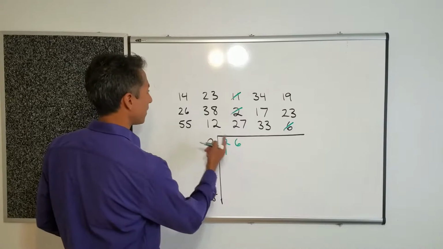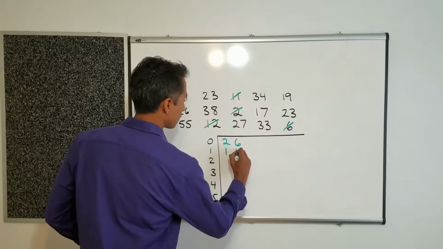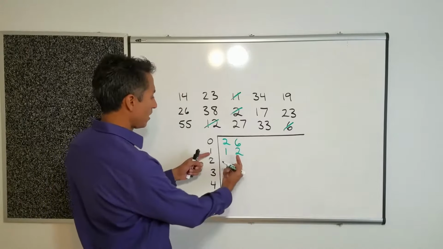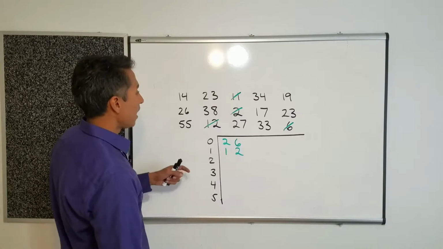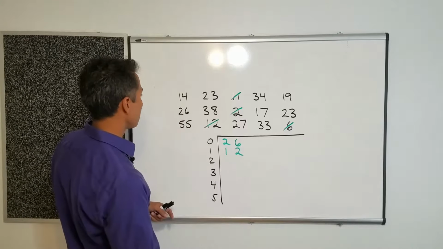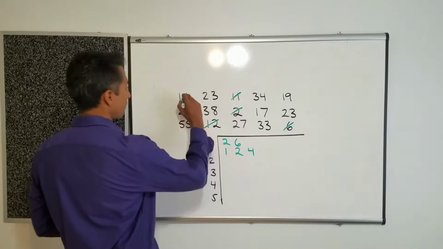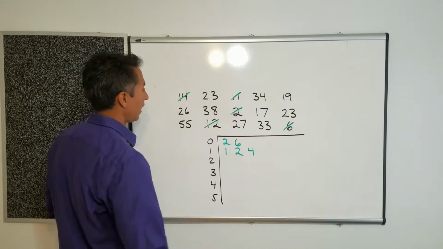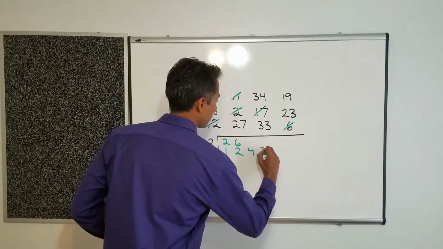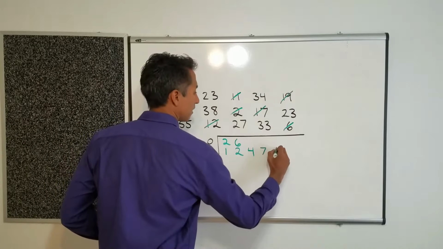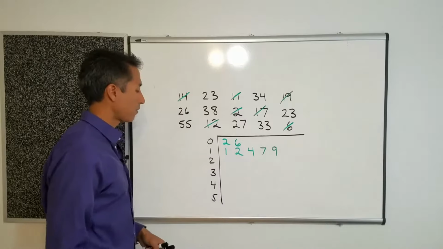What's the next biggest one? I've got a 12, so I'm going to put a 2 there, because a 1 and a 2 makes 12. I think the next one is 14. Yep, so I'm going to put a 4 here and cross that one out. Then I've got a 17, so I'll write that in, and then a 19 right there.